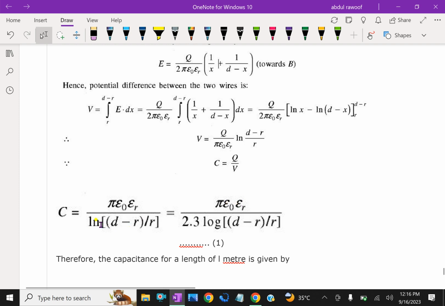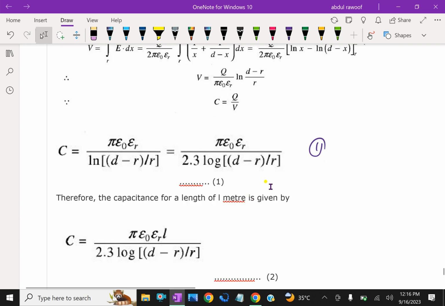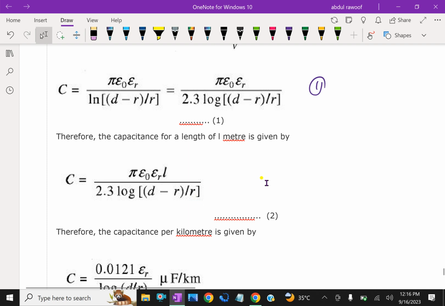We convert the natural log to base 10 log by multiplying by 2.3, giving 2.3 log of (d minus r) over r. This is equation 1. Therefore, the capacitance for a length L is C equal to pi epsilon 0 epsilon r L over 2.3 log of (d minus r) over r.